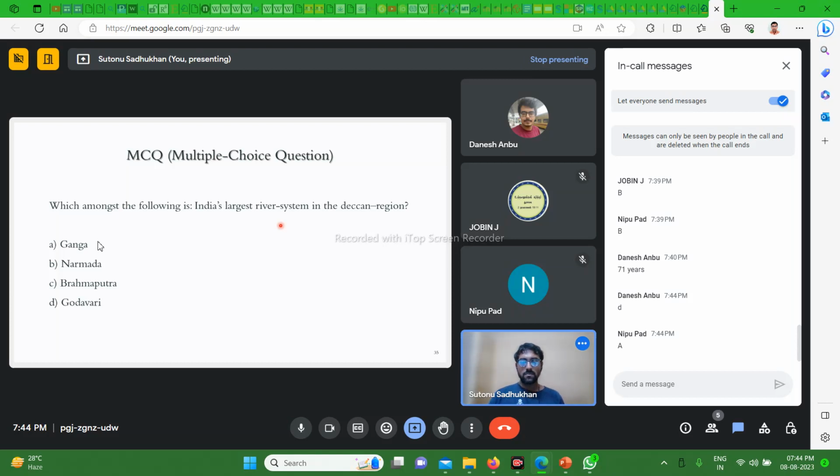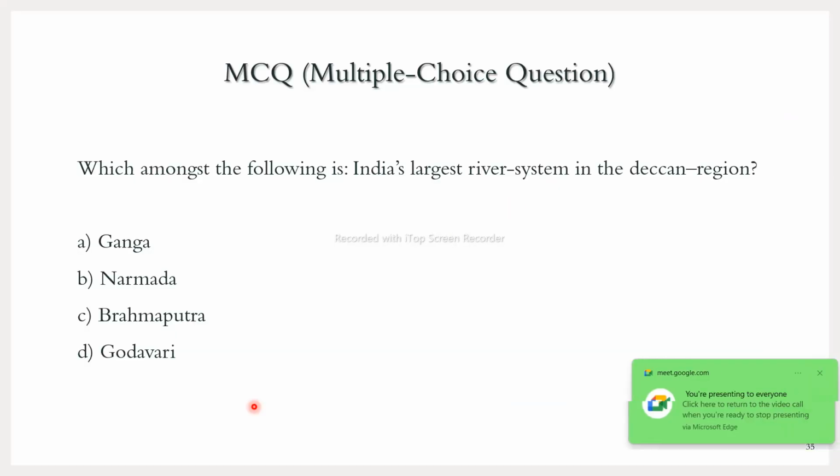You can Google it, but I'll discourage that, because you can always Google it and get the answers. That is not the point. Okay. Jobin is telling option D, Godavari. Okay, so I'll go with the answers. So I believe Jobin has given the correct answer of this.